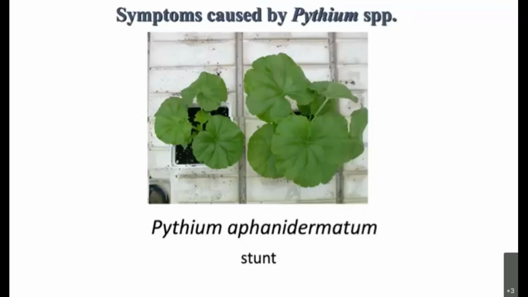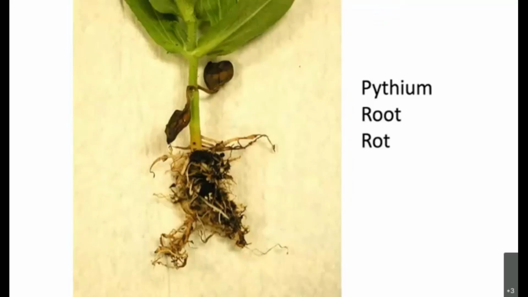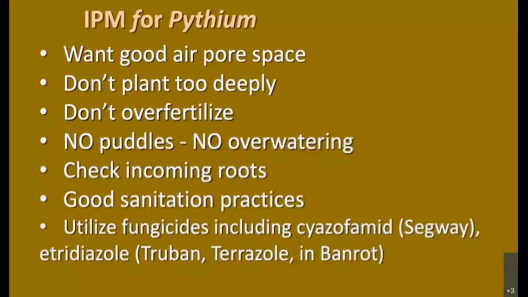So just directly inspect the roots and make sure they're nice and white when you're growing plants. This kind of thing can be below ground, and if you don't check, you're not going to realize that you have softened, rotted roots on your crop. To manage Pythium, you want really good draining mix. You don't ever want to plant things too deeply. You don't want to over-fertilize because that makes plants more prone to it. You certainly don't want puddles or overwatering. You want to check what's coming in so you're not planting plugs that have a problem. Certainly clean things up. And then the types of fungicides that you work with are very specific to Pythium, and there aren't very many we can work with.